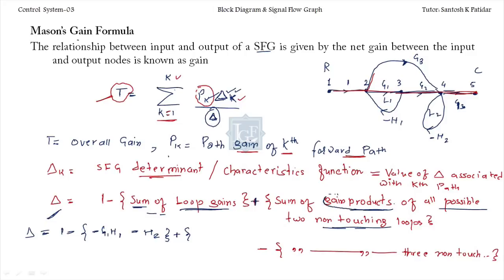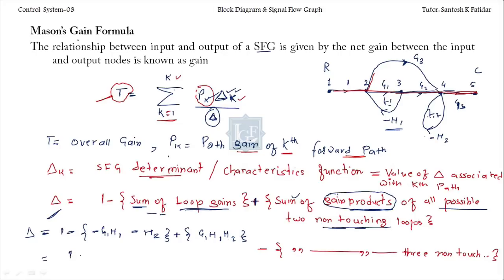Now we'll take the gain products because you are considering two non-touching loops and we'll add them. See over here you have two non-touching loop gains or two non-touching loops. So you have to take the product of loop gains. Here the product is minus H1 G1. Here is minus H2. You have to multiply them, so minus will become plus. You will get G1 H1 H2. Is there any other two non-touching loops? No. So this thing is over.